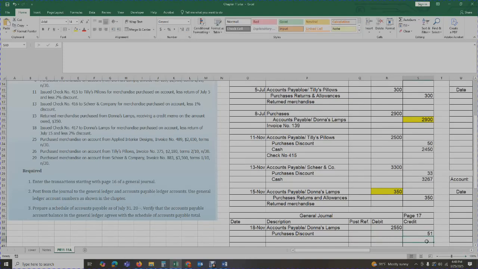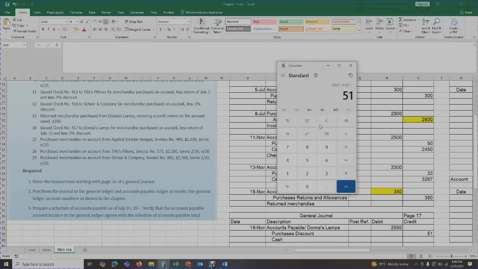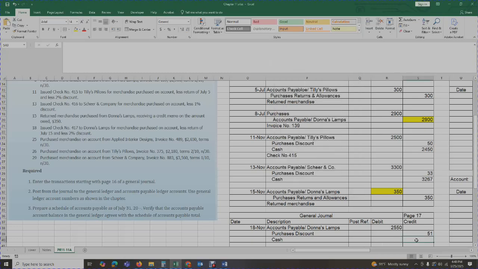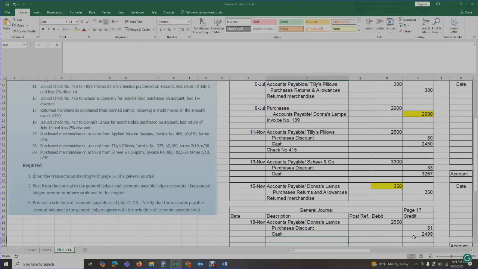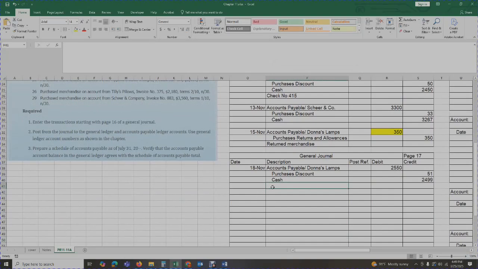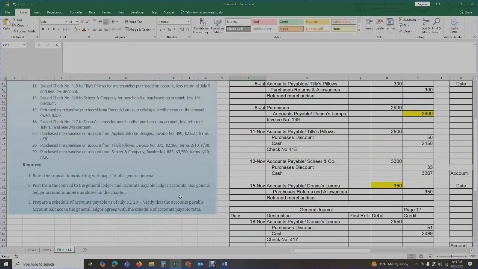Now we can figure out how much cash we're actually going to give them. Well, we owed $2,550. We got a discount of $51. The cash that is due is $2,499. That is the cash that's going to be given. This is for check number 417. That happened on November the 18th.